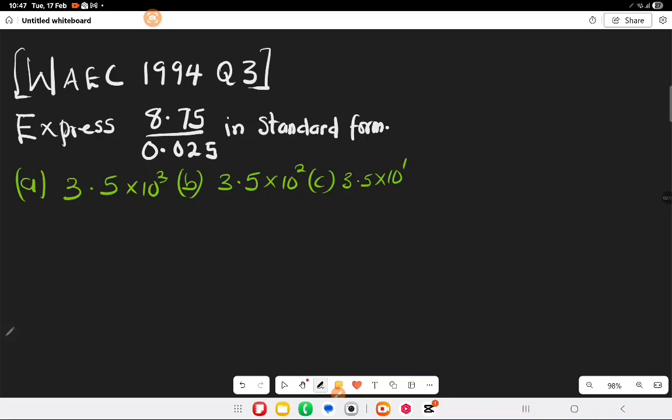Hello everyone, welcome to Maths with Mr. J, and today I'm going to show you how to express this number in standard form.